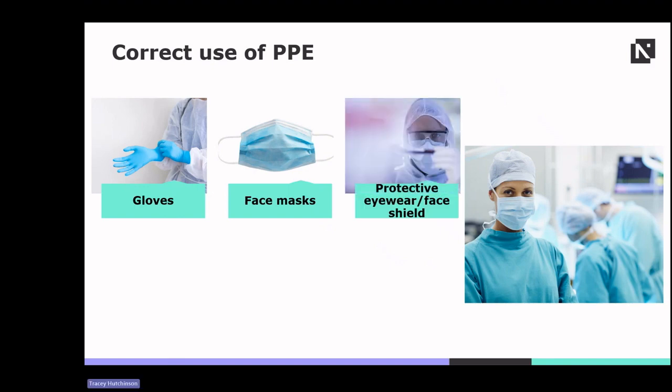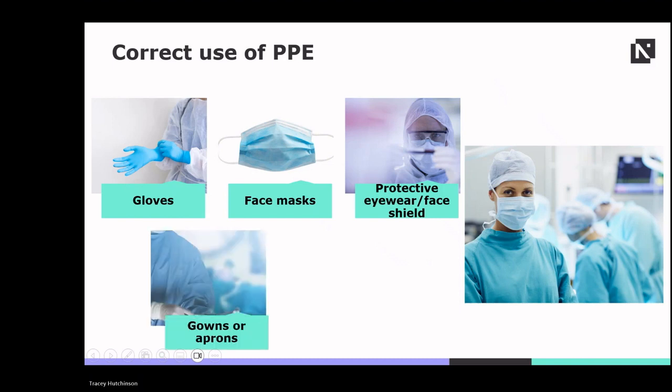Protective eyewear or face shields. Use protective eyewear or face shields to protect the eyes, nose and mouth from splashes, sprays or droplets of infectious fluids. Wear goggles or face shields that cover the front and sides of the face when performing procedures with the risk of splash or splatter. Clean and disinfect reusable eyewear or face shields after each use according to the hospital's protocol.